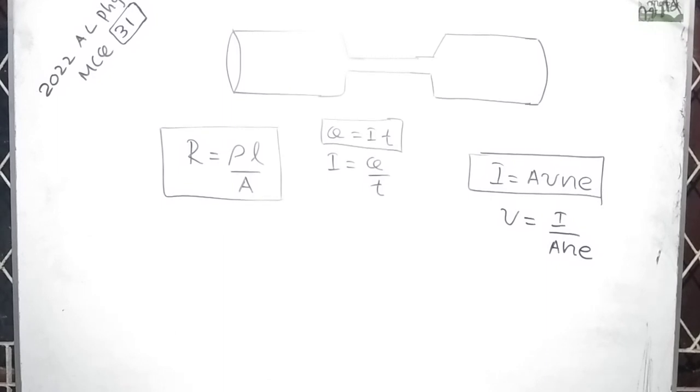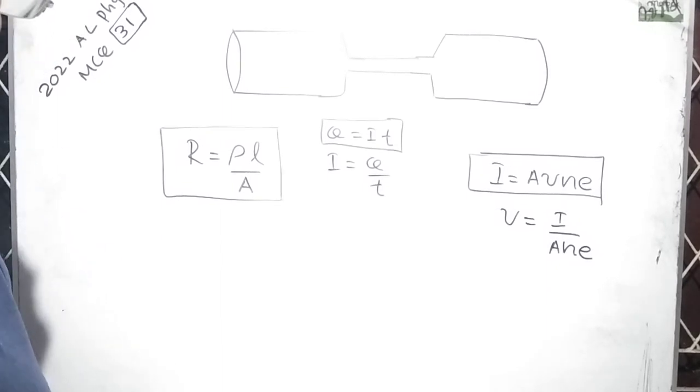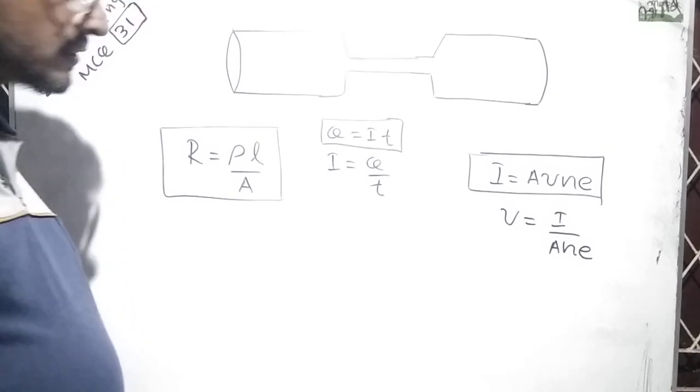2022 A-Level Physics MCQ question number 31. A current carrying metallic wire with different cross sections is shown in the figure. Consider the following statements.